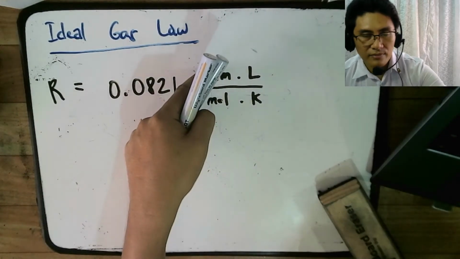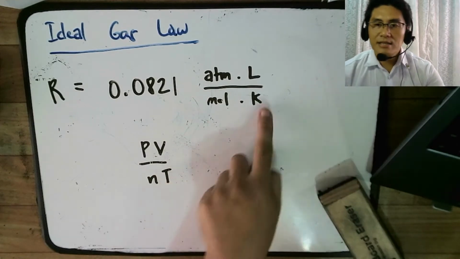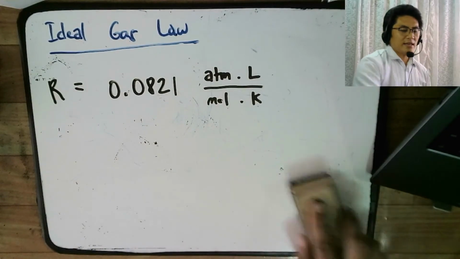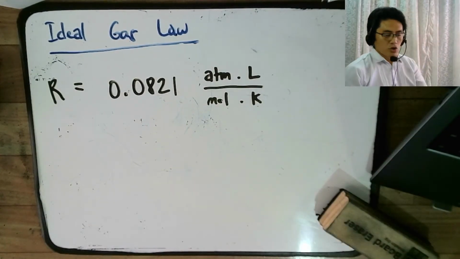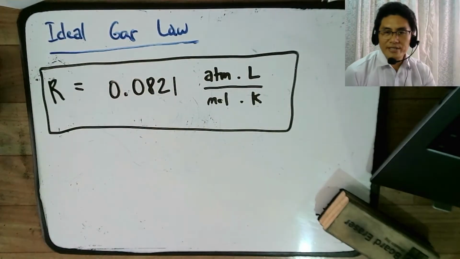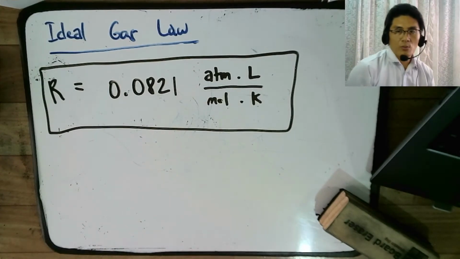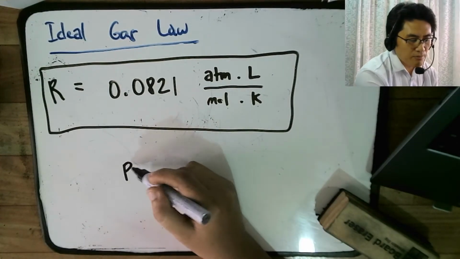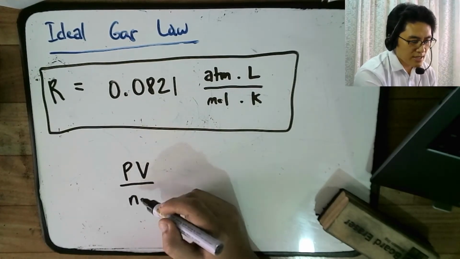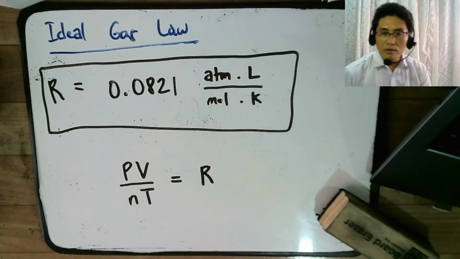P is the atm, right? The atmosphere. V is the liters. N is the number of moles. And T is the temperature, which is in Kelvin. Okay, so that is a constant, and you have to memorize this. This is the gas constant. It's equivalent to 0.0821 atm liter per mole dot Kelvin. So now we can say that whatever the pressure is, whatever the volume is of an ideal gas, whatever is its number of particles and its temperature, it will always be equal to R.